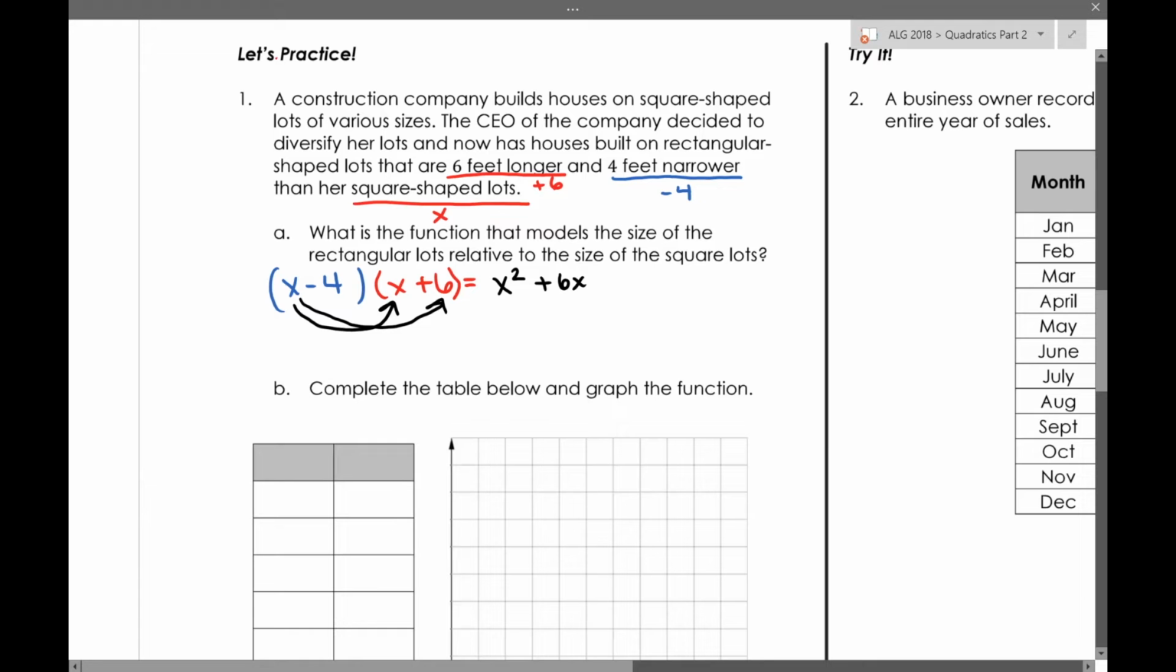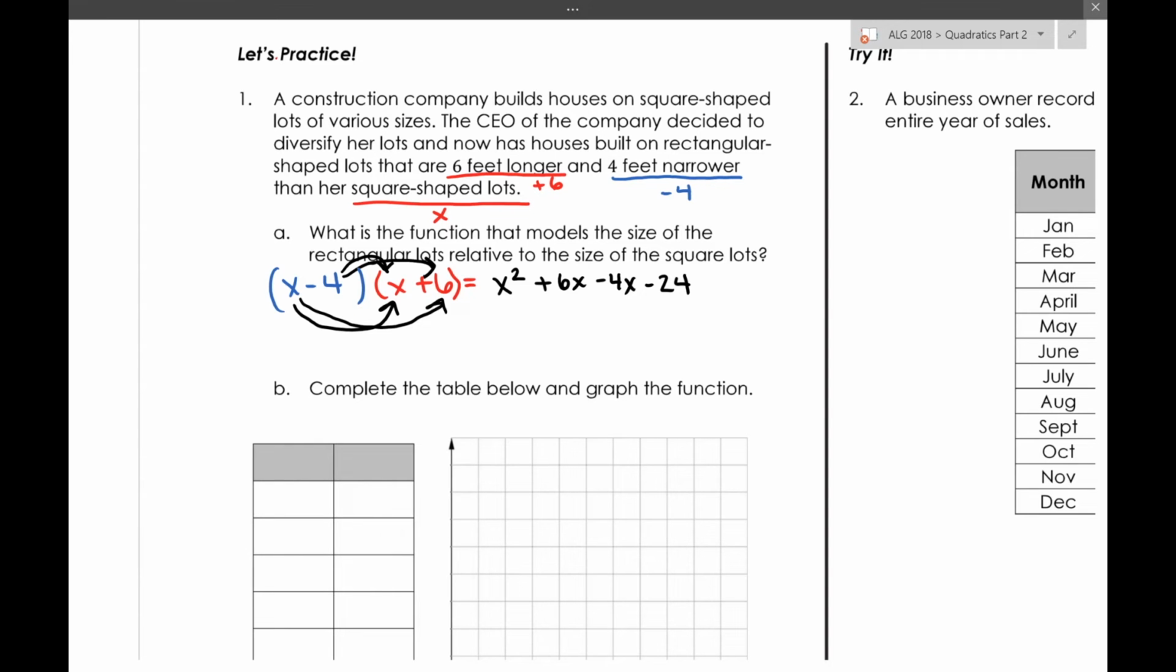Okay, so now we're done with the first variable. Now we take that number. So I take negative 4 and I multiply that to x. So now I have negative 4x, because negative 4 times x is negative 4x. Now I take negative 4 and I multiply that to 6. Well, negative 4 times 6 is negative 24.